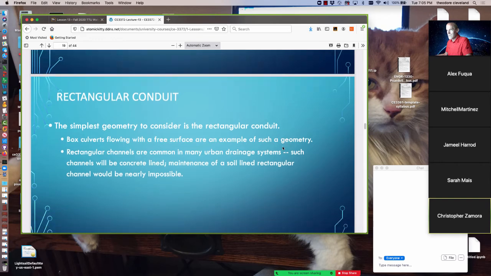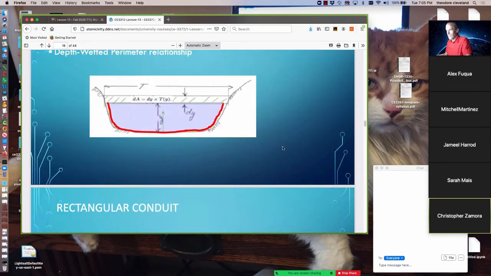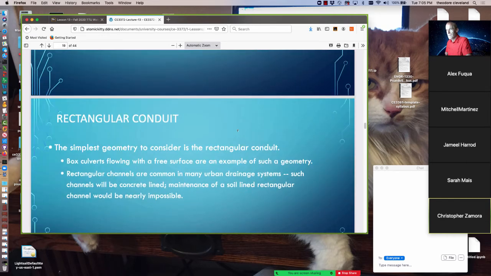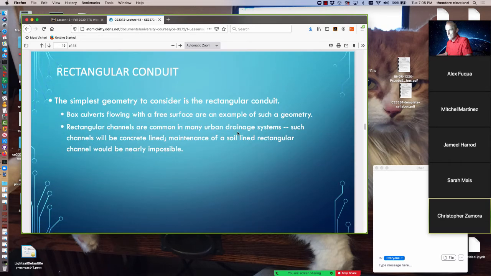Let's look at these terms in the rectangular conduit. And the top width is still the distance from left to right. The simplest geometry we can imagine is the mighty rectangle. And it's actually a legitimately useful geometry. Box culverts, which are common engineering tools in drainage that have a free surface, are rectangular. Rectangular channels are common in urban drainage systems.